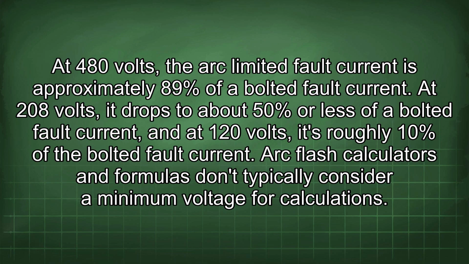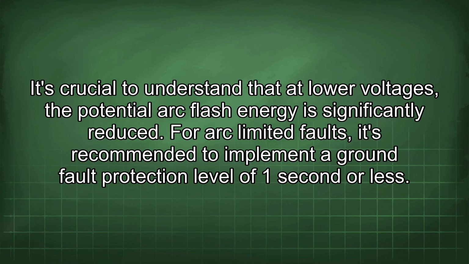At 208 volts, it drops to about 50% or less of a bolted fault current, and at 120 volts, it's roughly 10% of the bolted fault current. Arc flash calculators and formulas don't typically consider a minimum voltage for calculations. It's crucial to understand that at lower voltages, the potential arc flash energy is significantly reduced.